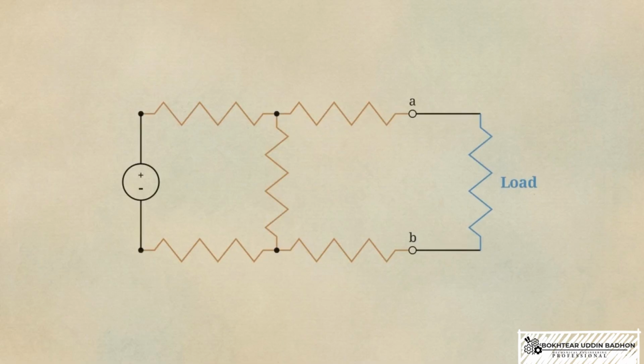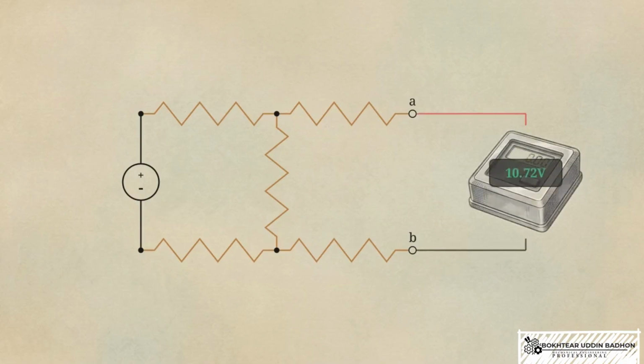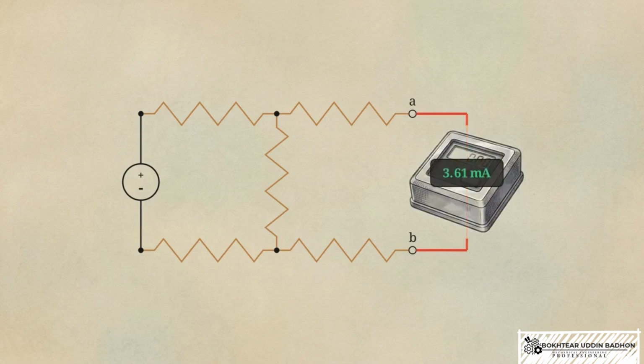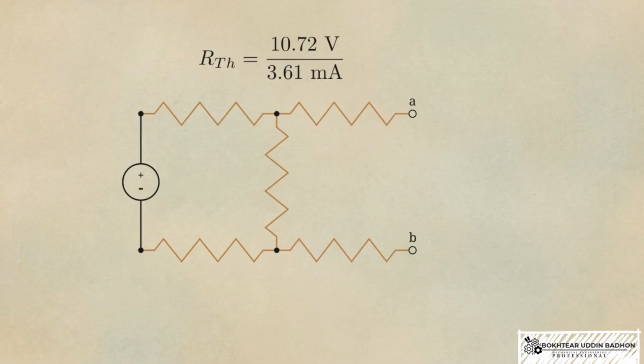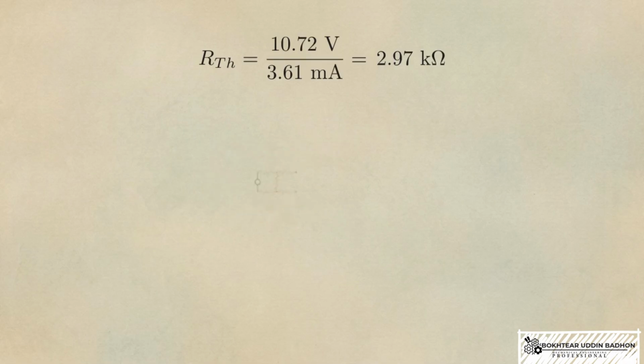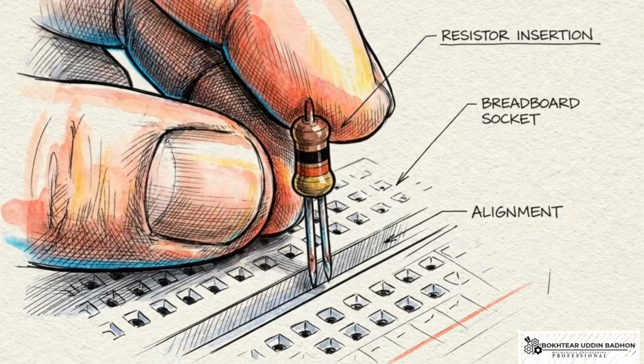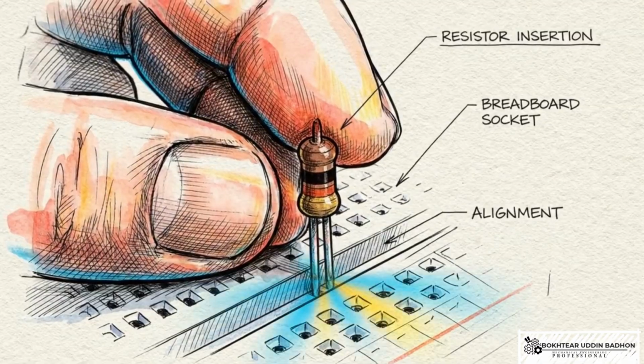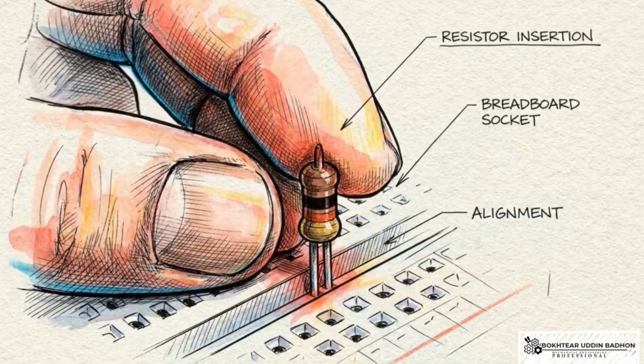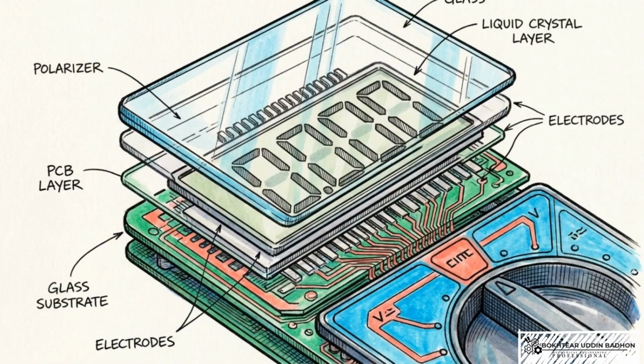To build the Thevenin equivalent, we remove the load and measure open circuit voltage across the bare terminals, returning exactly 10.72 volts. Next, shorting those exact terminals together captures a short circuit current of 3.61 milliamps. Dividing 10.72 volts by 3.61 milliamps isolates the hidden Thevenin resistance at 2.97 kiloohms, collapsing the network. We test this simplified model by connecting a physical 1 kiloohm load resistor back into the actual circuit to see if our math correctly predicts the real-world current.